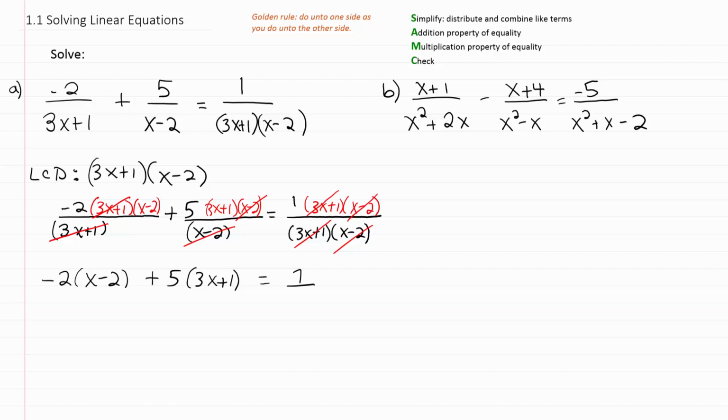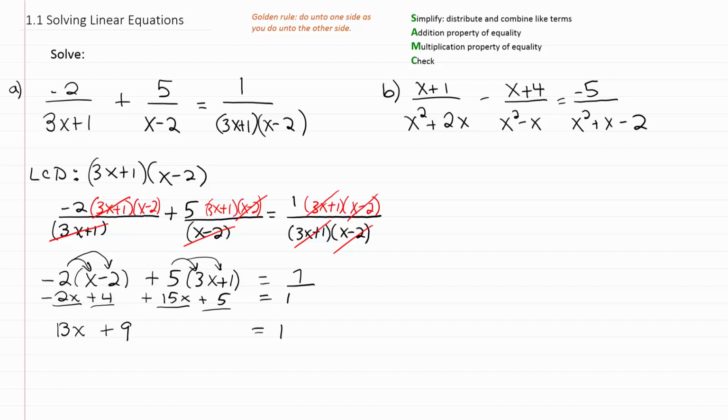It has no fractions, right? Our next step is to now simplify. So we're going to distribute and combine like terms. So we'll have negative 2x, because that times that is negative 2x. And then negative 2 times negative 2 is going to give you positive 4. Then we'll have plus 5 times 3 is 15x. And then 5 times 1 is just plus 5, and that will be equal to 1. Now we want to combine like terms. So negative 2x and 15x will give you a total of 13x. And then the 4 and the 5 add to 9. And that will all be equal to 1.